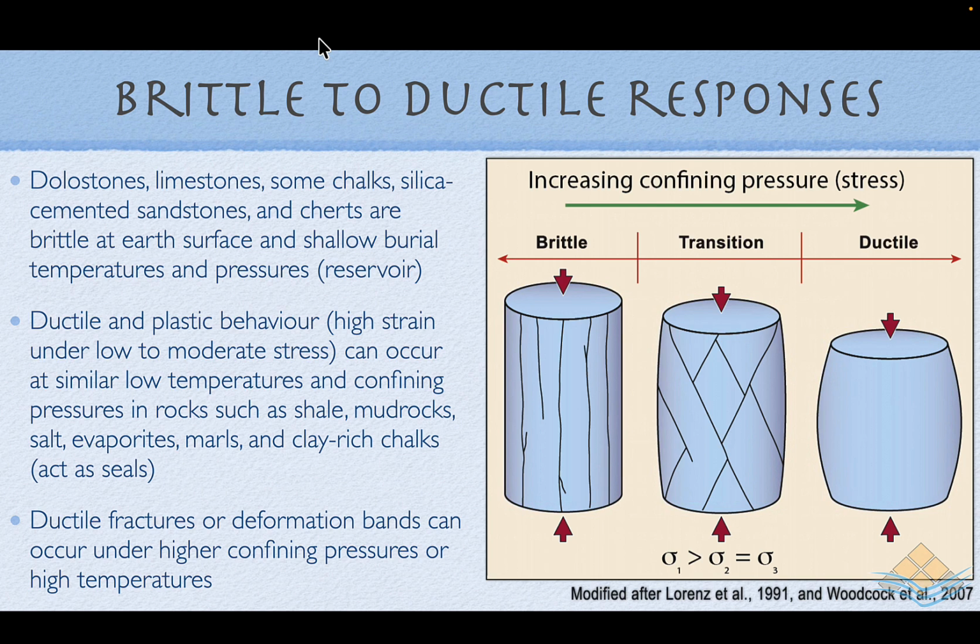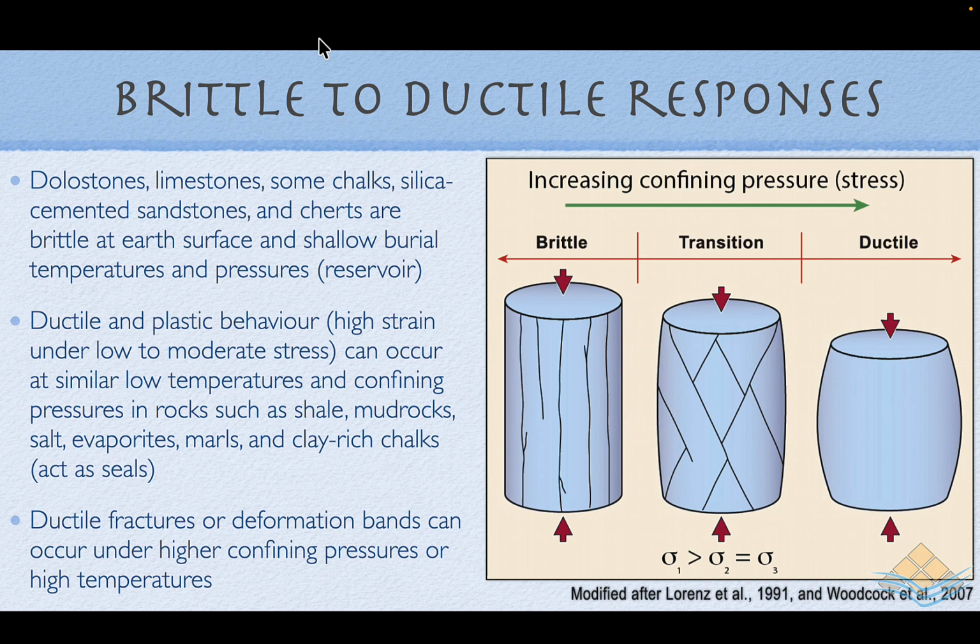Whereas we'll see ductile and plastic behaviour in the same diagenetic temperature and pressure realm, where the rocks are behaving in a more ductile fashion, as we see in shales, mud rocks, salt, other forms of evaporites, marls, and clay-rich chalks. And this is why these ductile rocks make such excellent seals. And certainly if we have an evaporite seal over a carbonate, the carbonates will always respond in a brittle fashion, where the evaporites will always respond in a ductile fashion, maintaining their seal integrity.